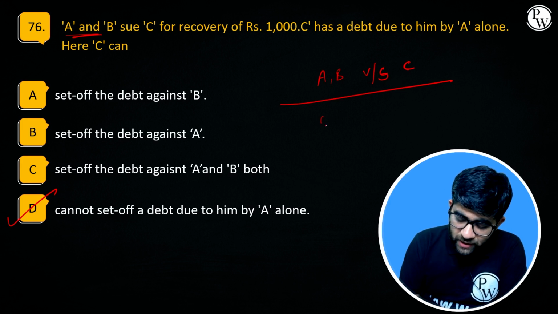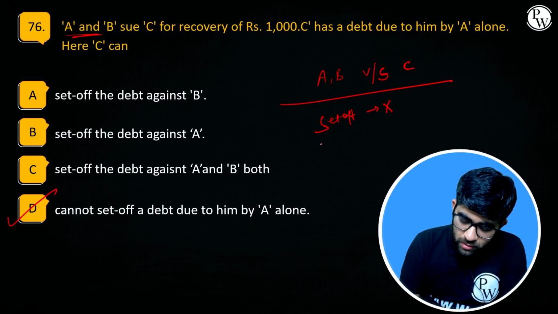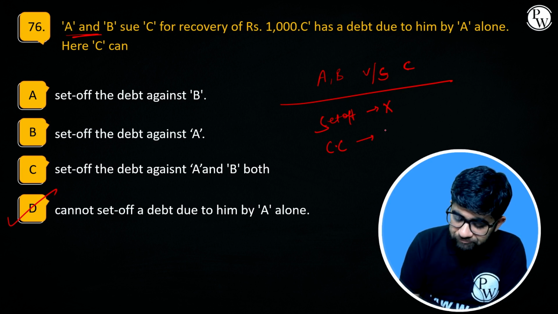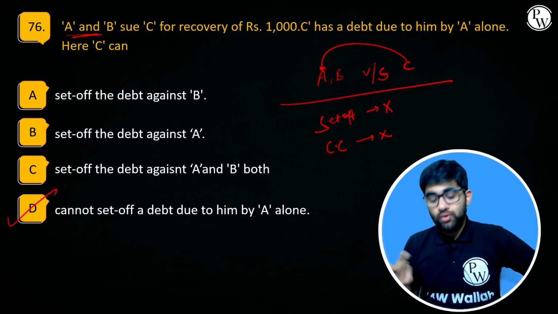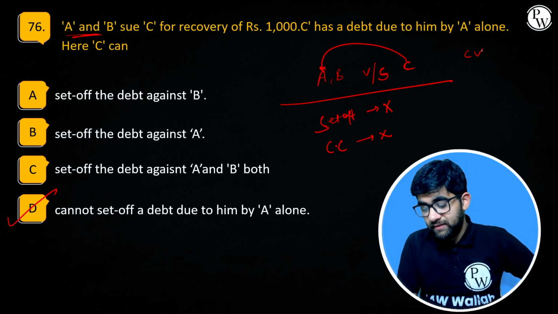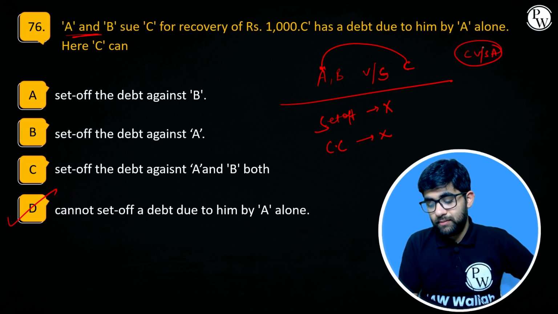Again, counter set off not possible. Counterclaim not possible because the dispute is between only A and C. So it can be a new suit between C versus A. Subsequent suit. Right?